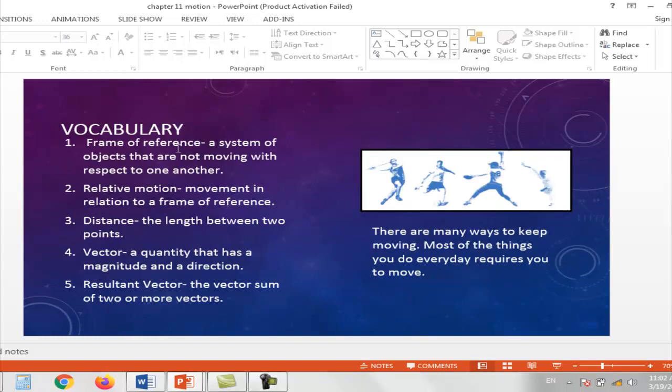What is the meaning of the frame of reference? Frame of reference is the system of objects that are not moving with respect to one another. Relative motion is movement in relation to a frame of reference.